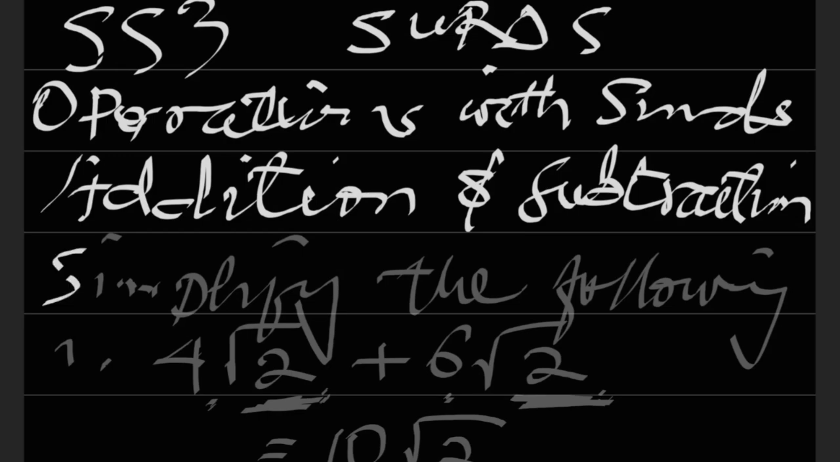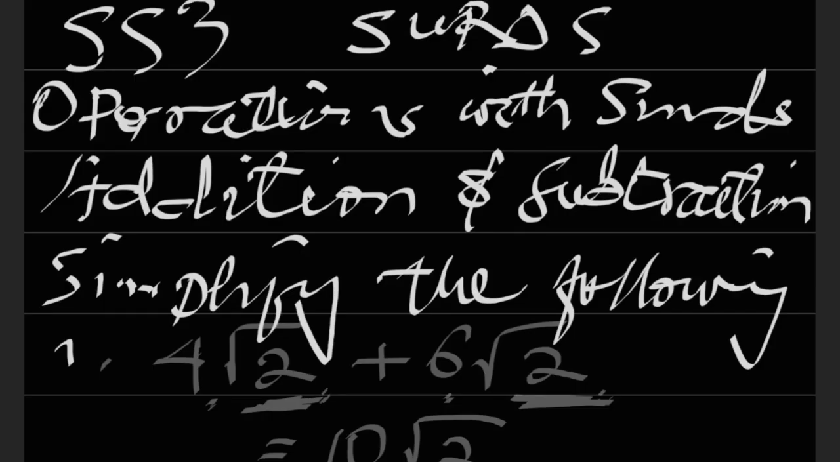Let's start. Simplify the following. Question number 1. Simplify 4 root 2 plus 6 root 2. I want to explain how to simplify surds for addition and subtraction.